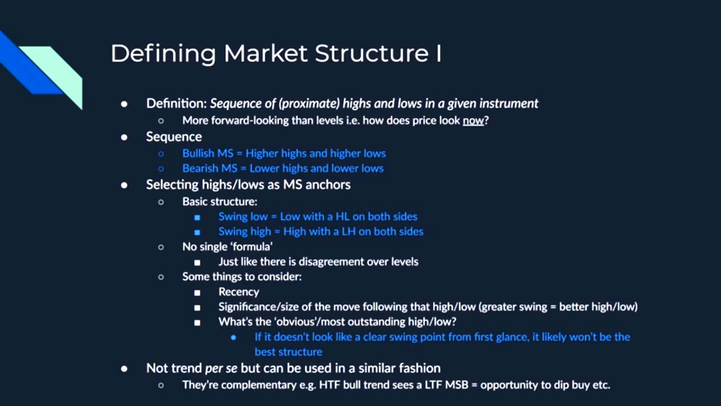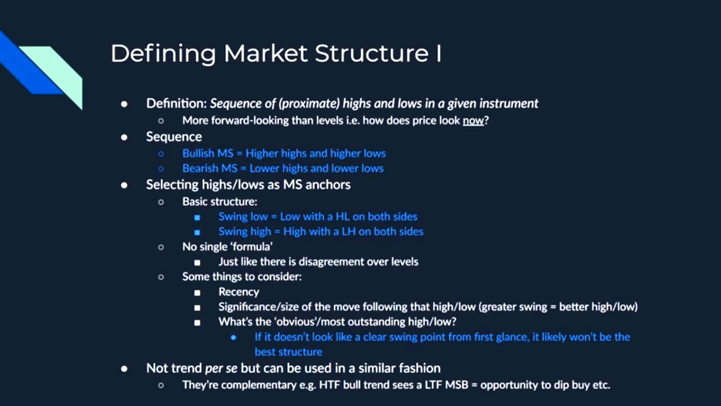This begs the question, which highs and lows, as there are many, are suitable anchors for ascertaining market structure? Generally, and as you may remember from the Fib video, we give significance to swing highs and swing lows for market structure anchors. They can be defined in the following manner. A swing low is a low with a higher low on both sides, and a swing high is a high with a lower high on both sides. So a low sandwiched by higher lows, and a high sandwiched by lower highs, if you will.